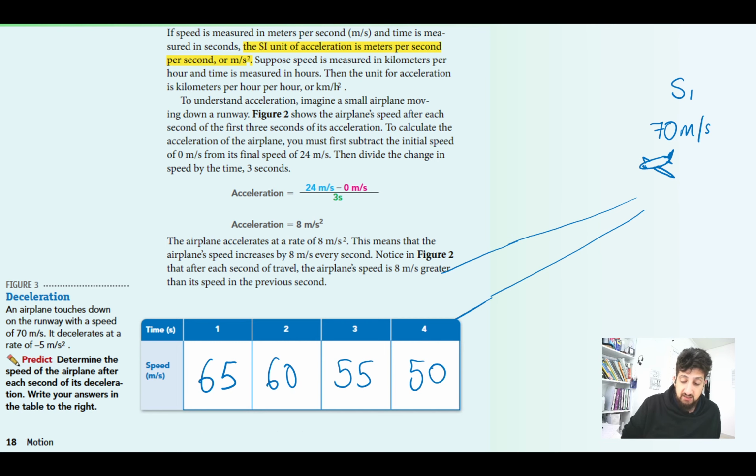How long is it going to take the plane to stop completely? Well, I can tell you right now, 14 seconds. How do I know that? 14 times 5 equals 70. So 14 times minus 5 equals minus 70. If we start off at 70, and to get to 0, then at a rate of minus 5 meters per second, it's going to take us 14 seconds. Simple as that. Okay, very, very simple stuff.